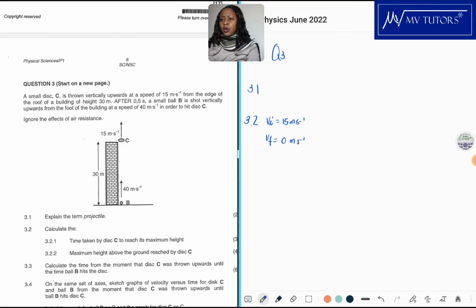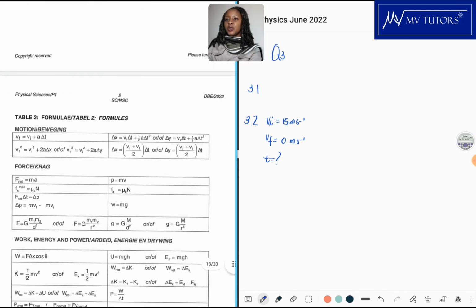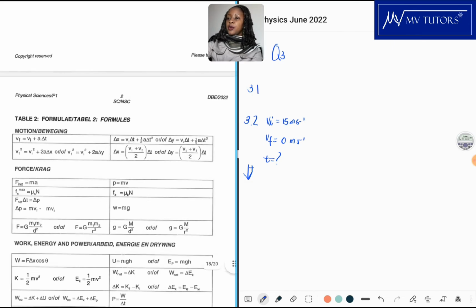What else do we know? What are we looking for again? We're looking for the time it takes, so our unknown is the time. We'll be looking at the equations of motion, where time is factored into the equations. Which one will we use? We have initial velocity, we have final velocity. We need to decide, are we taking up as positive or down as positive? Let us take down as positive. Why not?